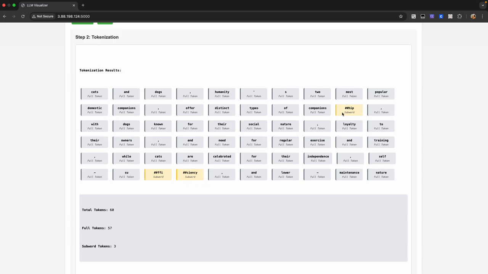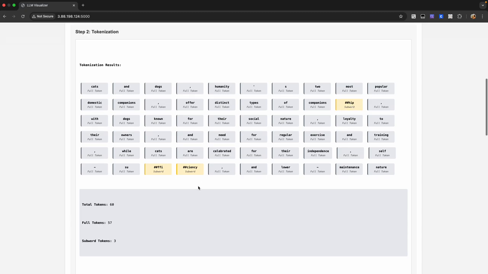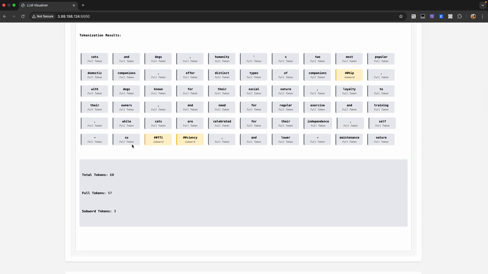When a complex word is observed, what BERT or any language model does is split it into different pieces and make them into multiple tokens. So companionship is currently split into companions and the subword. This is subword tokenization. Here is one more occurrence, sufficiency: the first part is a full token, and this is a subword. This is called subword tokenization.